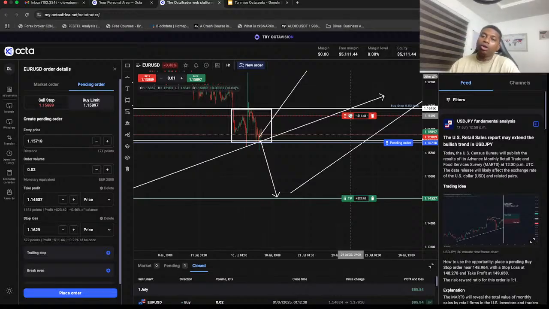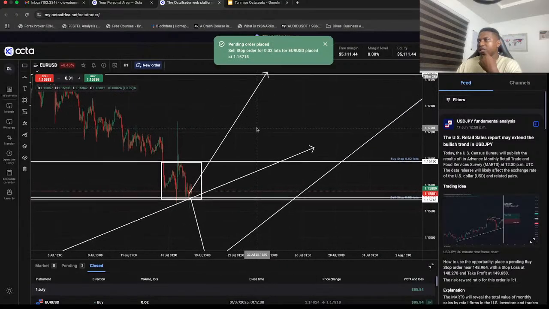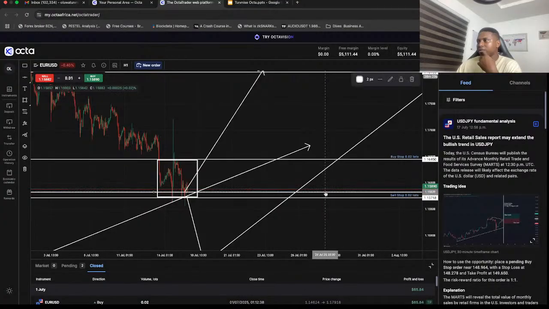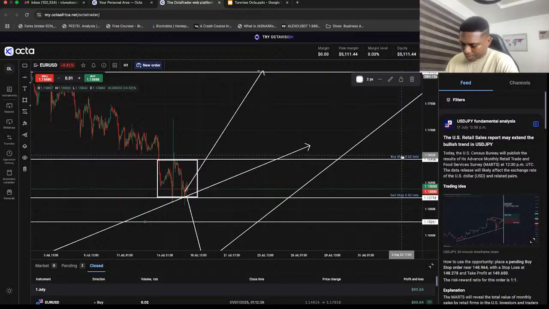So if I win on this trade, I make twice my expected loss, but if I lose, I only lose 1%. That's balanced, and that's how it should be. So I set it here and place my order. The pending order is being placed. As you can see now, it's clear that I have my sell stop and I have my buy stop. All right, awesome.